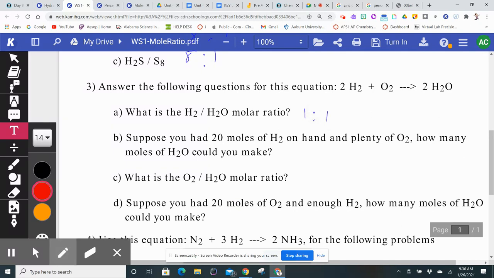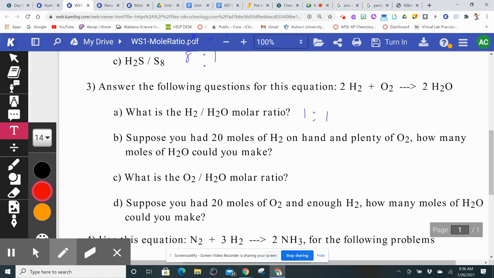ratio. Now, here's why we need to do that. We're going to start using these to actually work some problems and figure some stuff out. So if I had 20 moles of hydrogen on hand and I had plenty of oxygen, how many moles of water could I make? So you're going to set up your railroad tracks again. On this one, it's actually easy enough to do in your head, but I want you to get in the habit of setting up your railroad tracks again.